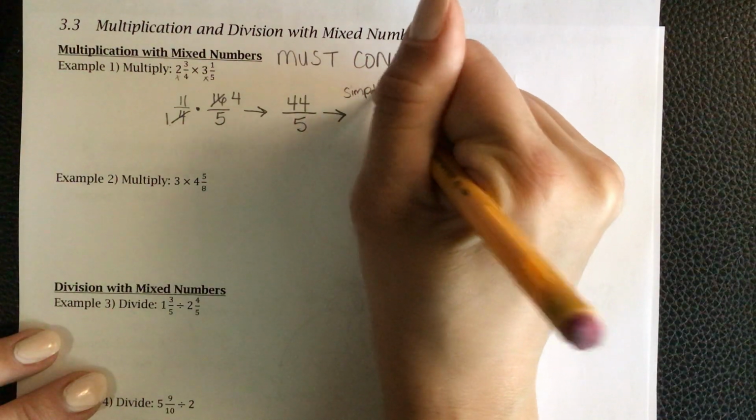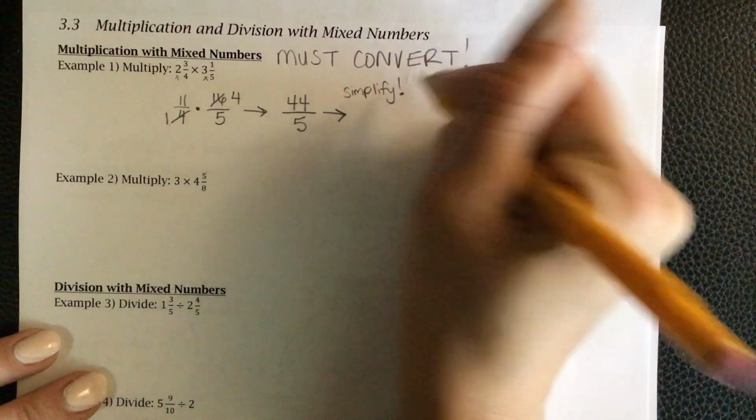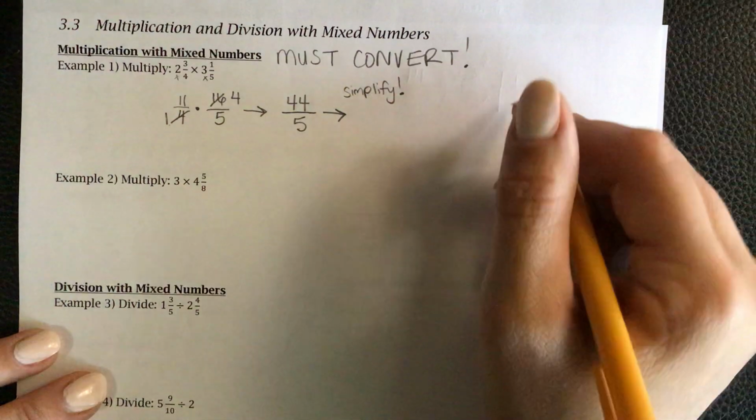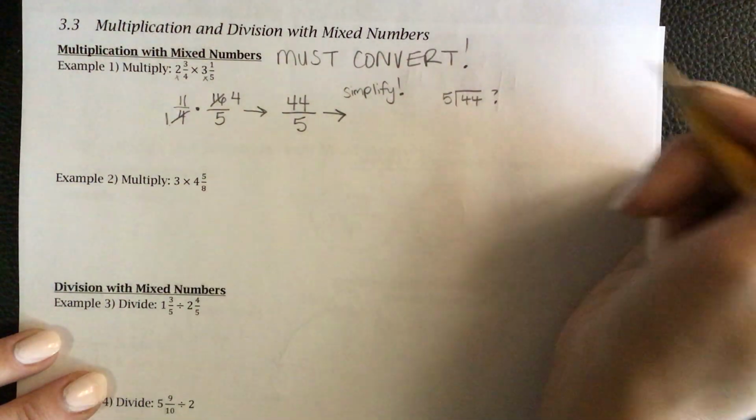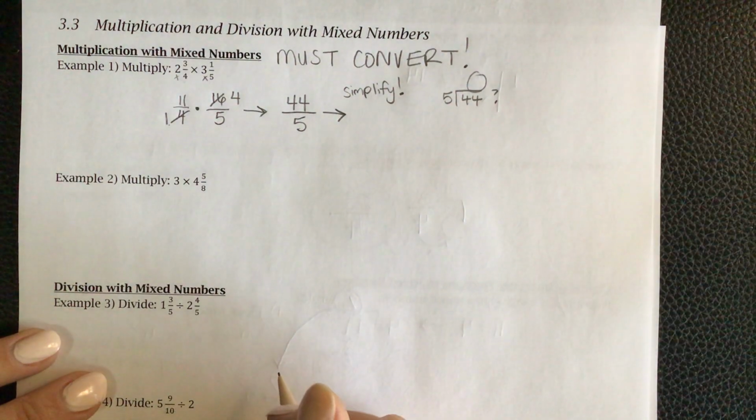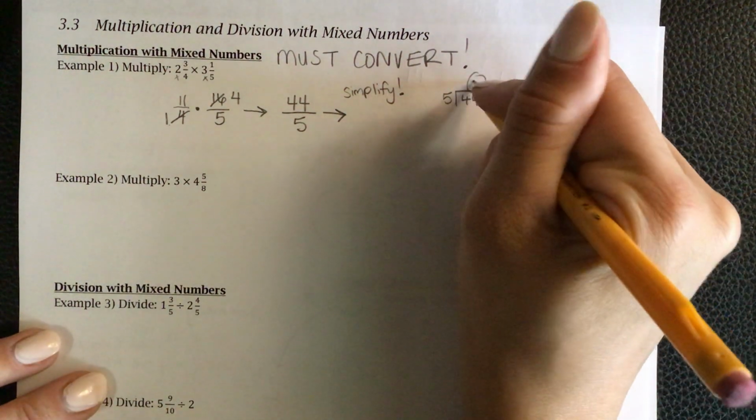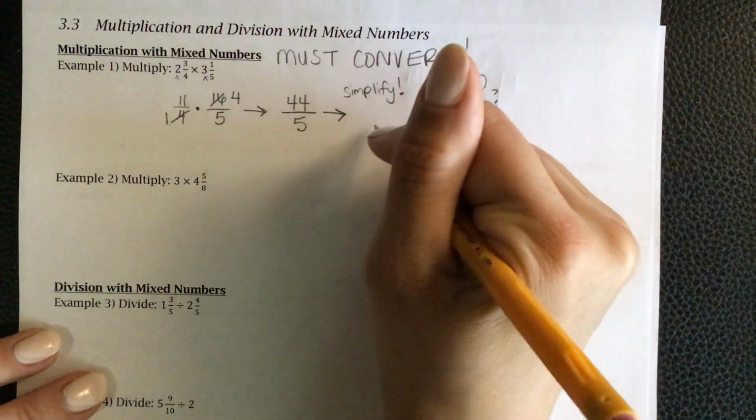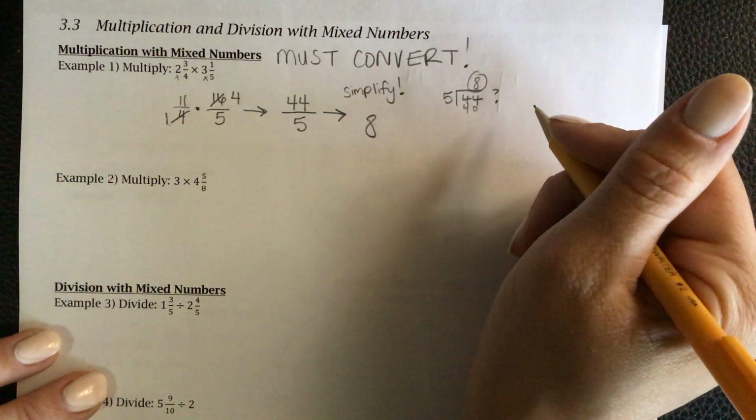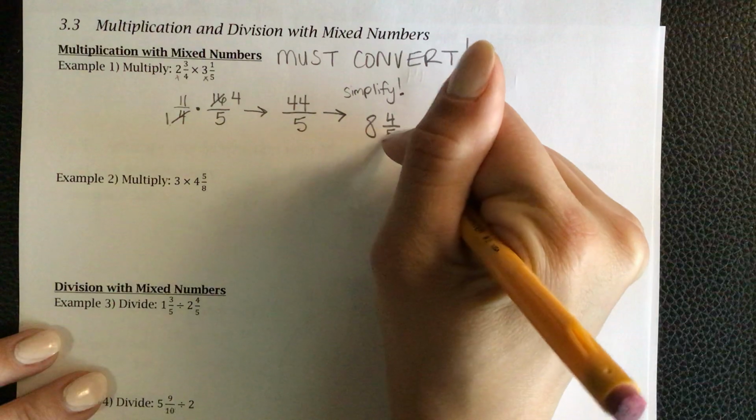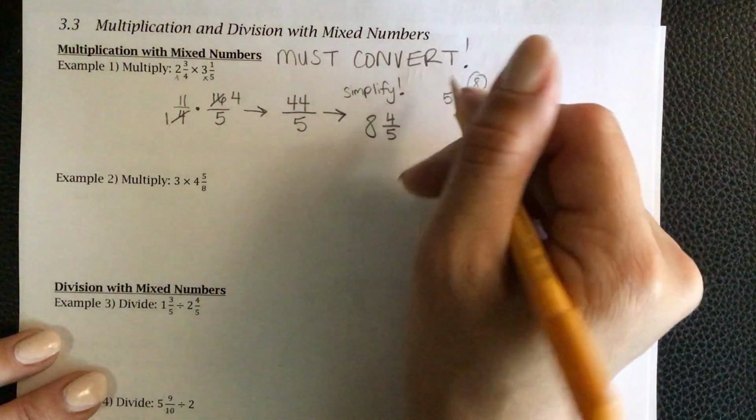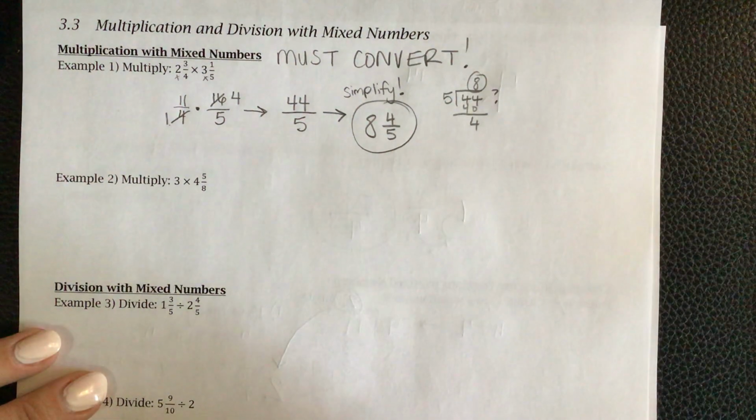You must ask yourself, how many times does 5 go into 44? So you're really thinking, 5 goes into 44 how many times? This number. I know 5 times 8 is 40, and I know that there will be 4 left over, over 5. And that's my final answer.